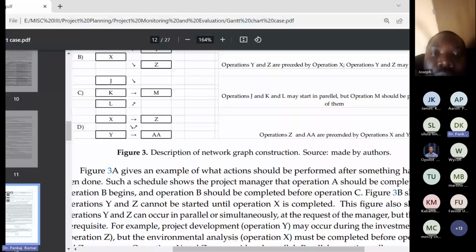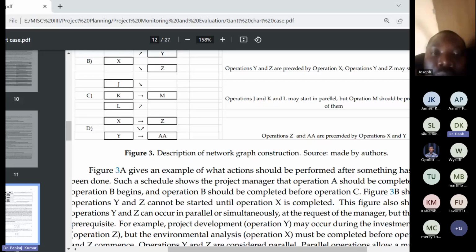Now we will see C, J, K, L and M. When J, K, L finish, then only M can start. Here it has also been written that operations J, K and L may start in parallel, but operation M should be preceded by all of them. Suppose J and K operations have finished and L is still going on. Then M will wait to start its activities, because M is preceded by the three operations.